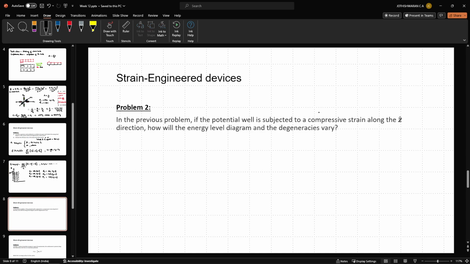Now, in the previous problem, what we are saying is the potential well is subjected to a compressive strain along the z direction. So what we mean is now Lx equal to Ly equal to L, and Lz is equal to some L dash, where L dash is less than L. So if I am considering a cube, I mean the lines are right here, and somehow I still managed to mess it up.